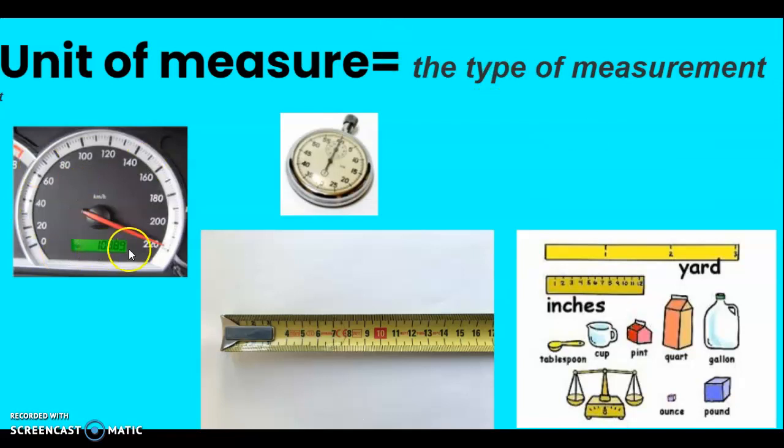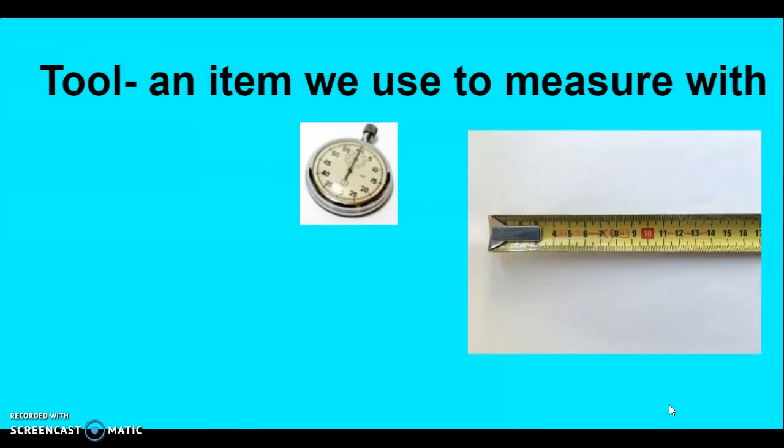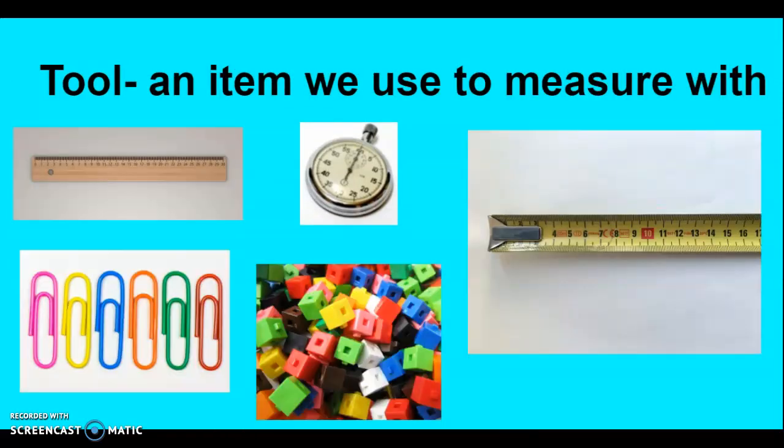This is a unit of measurement for measuring speed in your car. How fast you ran, how long something is. These are other units of measure for measuring different things. Tool, say tool. A tool is an item we use to measure with. So we can use a ruler, a stopwatch, a tape measure, paper clips, cubes.